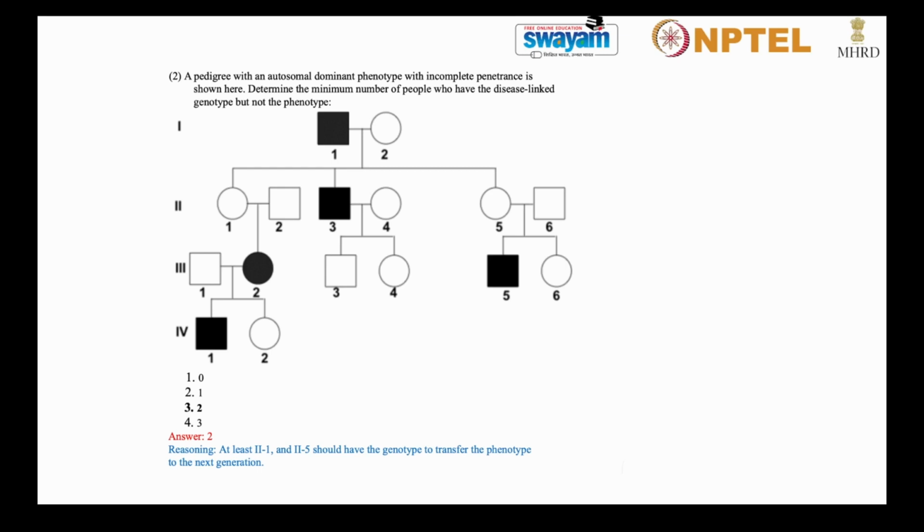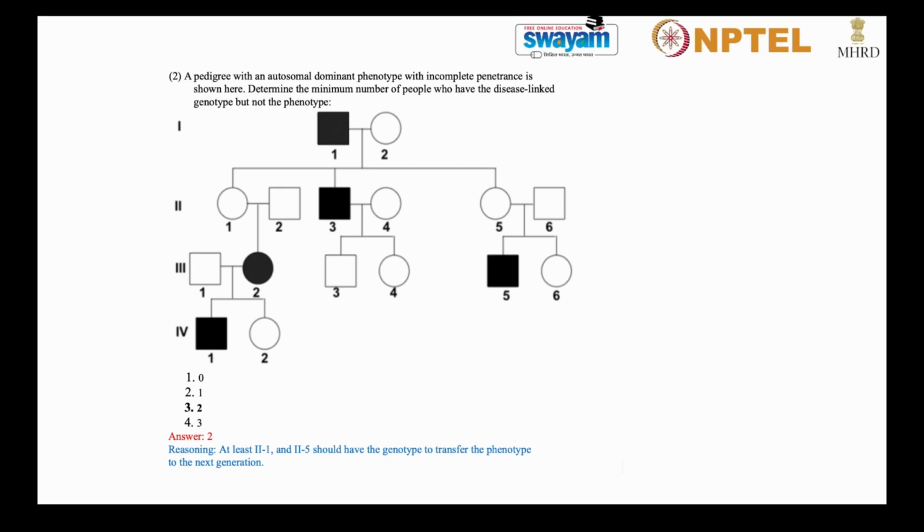Now somebody was asking me a question when I was explaining the pedigree. I have taken this from your assignment 2. The question which I solved was to calculate the penetrance. But many people were confused, because in this question they have to calculate the minimum number of organisms that are showing the genotype but not the phenotype.